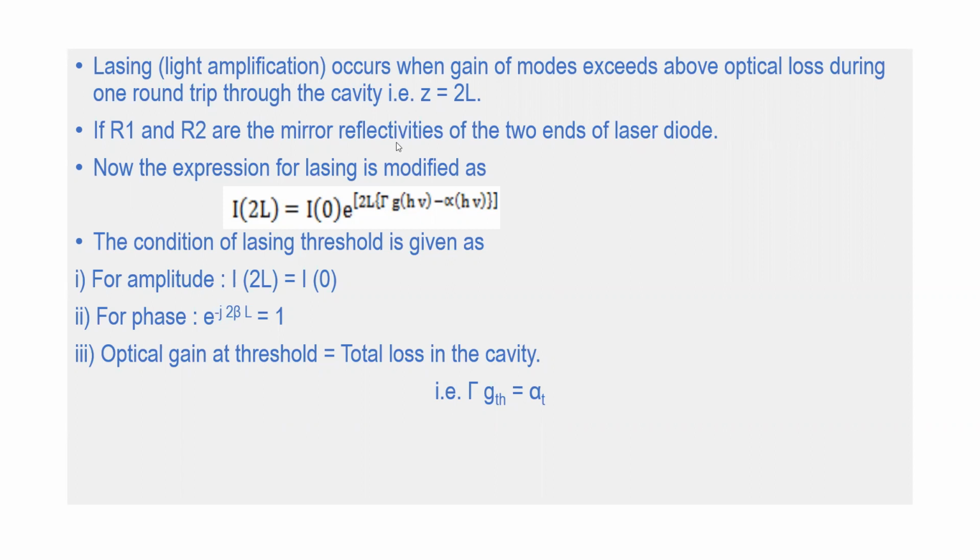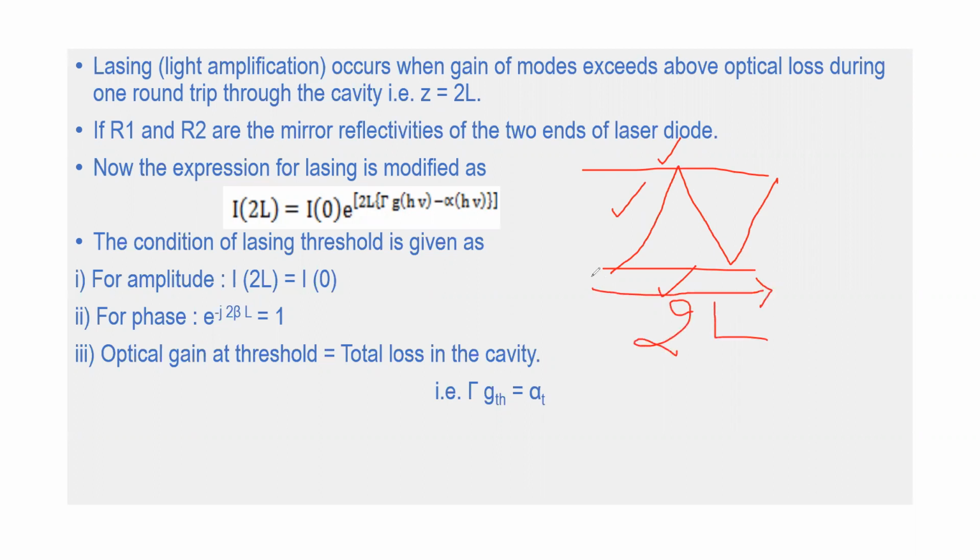If R1 and R2 are the mirror reflectivities of the two ends of the laser diode. In the laser diode, we place reflective mirrors at this end and this end. As the light ray is being transmitted, in order to reflect it, we place mirrors, and they are indicated by the reflectivities R1 and R2. Now the expression for lasing is modified. From the previous equation, if it has completed a distance of 2L, from this location it has completed a distance of 2L. So z is replaced by 2L and the remaining equation is as it is. The condition for the lasing threshold is given as I(2L) equal to I(0).